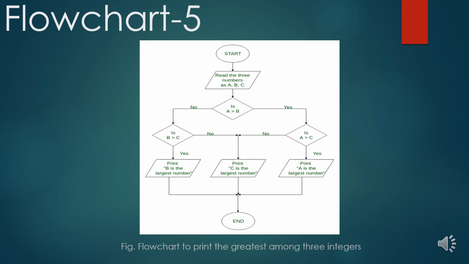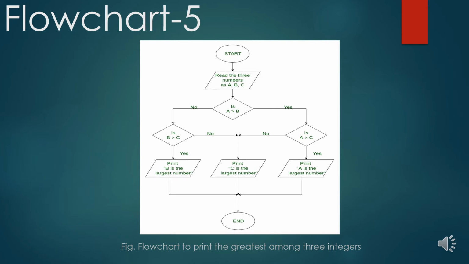The next flowchart is to find or print the greatest among three integers. In the input we have taken three integers a, b and c. First we have to compare a and b, checking whether a is greater than b. If yes, then the next check takes place between a and c. If a is greater than c, then it is printed that a is the largest number. And if no, then it is printed that c is the largest number.